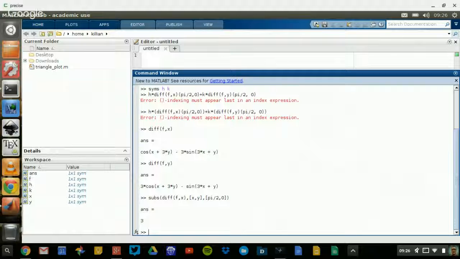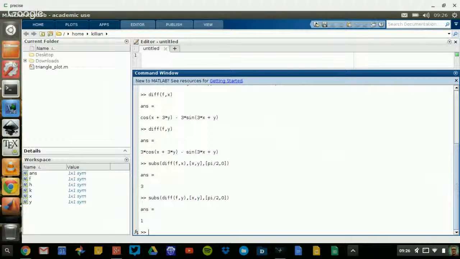So this line here I just did, it works out the partial derivative of f with respect to x, and it then substitutes for the variables x and y the following values, pi over 2 and 0. So that gives you the 3. That 3 is, in the example, the 3 that's appearing before the h. And if I do the same for differentiating with respect to the variable y, so I just change that x to a y there, that should give me just a 1. So that's the 1 that's appearing in front of the k.